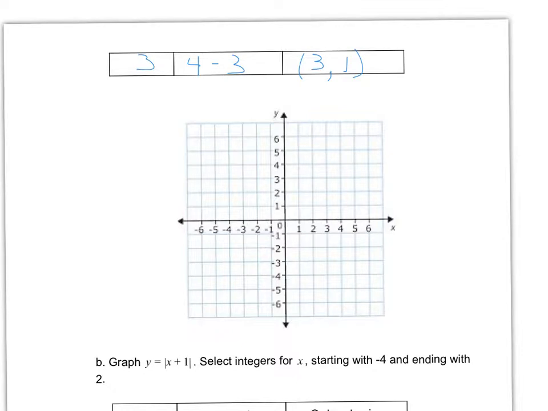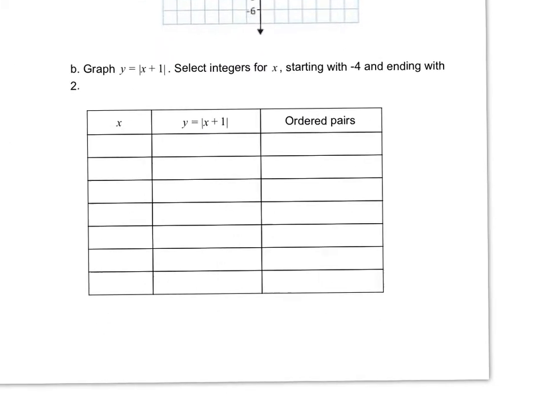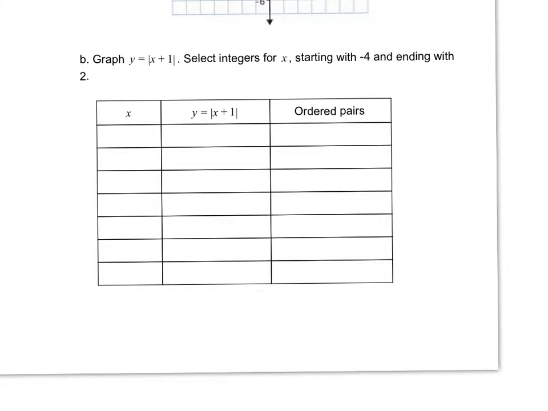And so I start plotting my points, including those on the other page. And so we have -3, 7, -2, 6, -1, 5, 0, 4, 1, 3, 2, 2, and 3, 1. And once I connect those points, I have my graph for that particular equation. Okay, and we'll do the same thing here. We're going to start with -4 and end with 2, and then we'll plot these points for this absolute value equation.